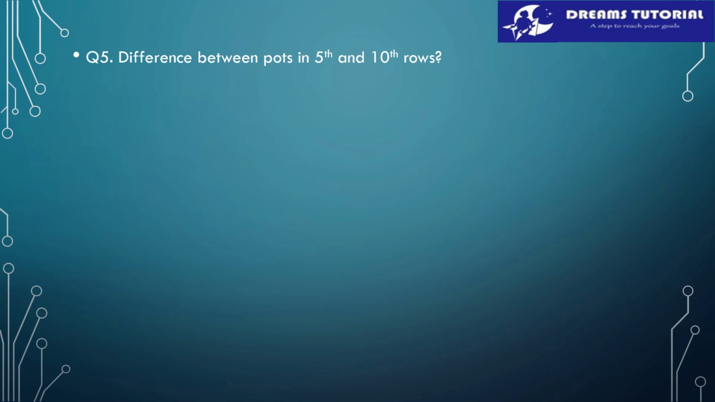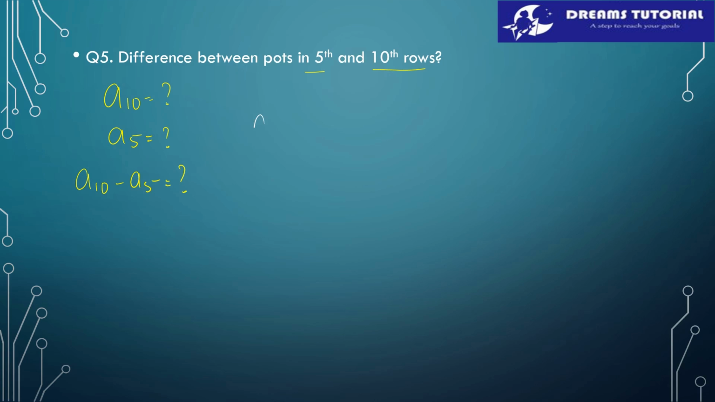Here is your question number 5. Difference between pots in 5th row and 10th row is asked. So how do we find it? First we would have to find the number of pots in the 10th row. Then we would have to find number of pots in the 5th row. So that would help us in finding the difference between number of pots in the 10th row and 5th row, isn't it?